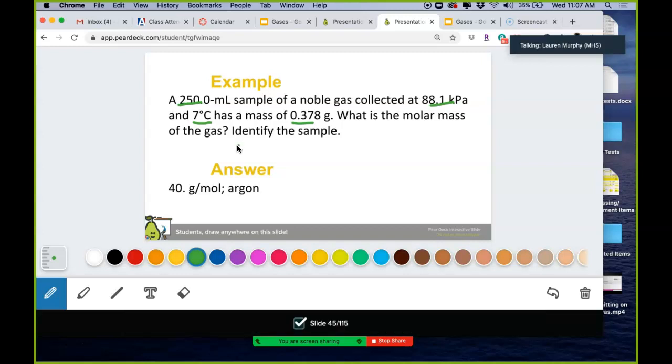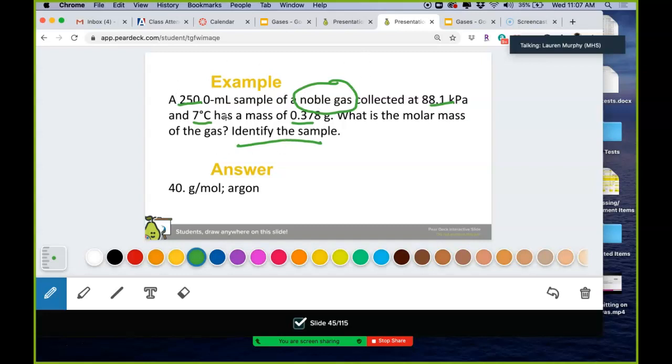Now the reason I get to ask you to identify the sample is because I was specific of what type of element it was. It's a noble gas, which means you have a bunch to choose from. Otherwise, there's really no way to know who the gas is just by molar mass alone. You'd need more information, like it's a diatomic, or it's a noble gas, or it's a halogen or whatever, okay?